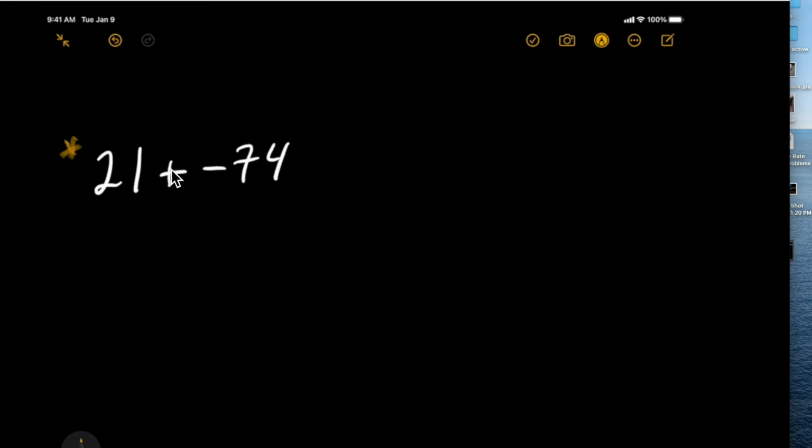Okay, here's our last one. We are adding integers. This 21 has a hidden positive sign. We are adding integers with signs that are different. In that situation, we are allowed to subtract big minus small. That's going to give us 53, and we use the sign of the larger number, which is minus. Minus 53 is your final answer.